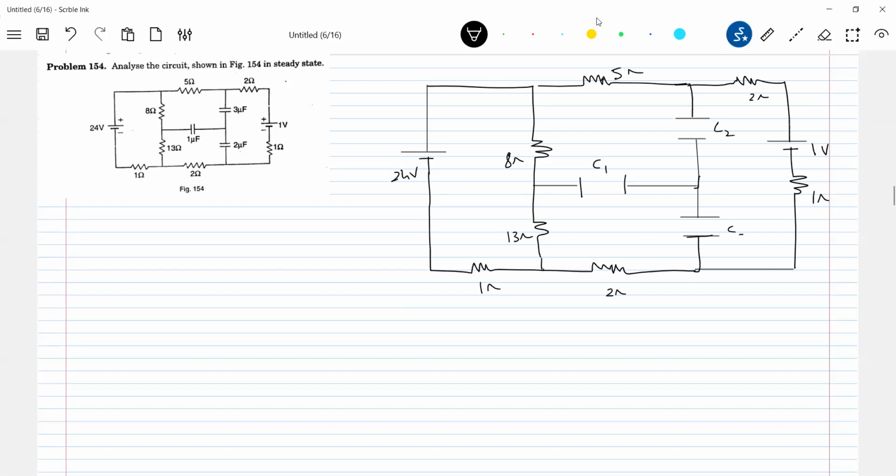C2 will give name C3. Or let this be C2, this be C3. How to find out the steady state charges here? Again, I'll go back to the basic concept.